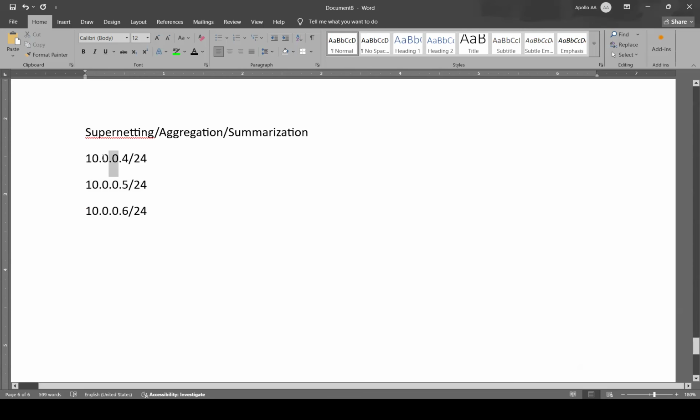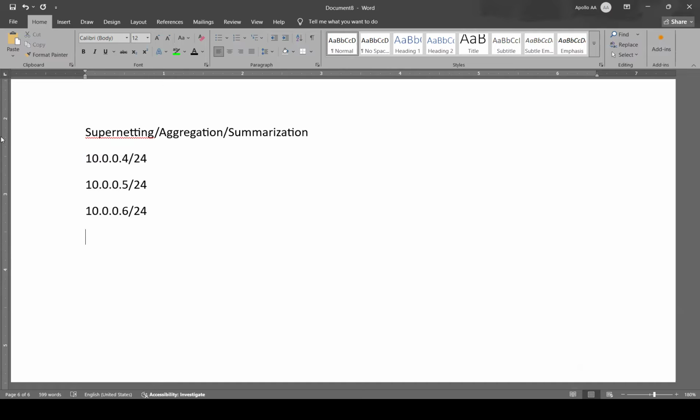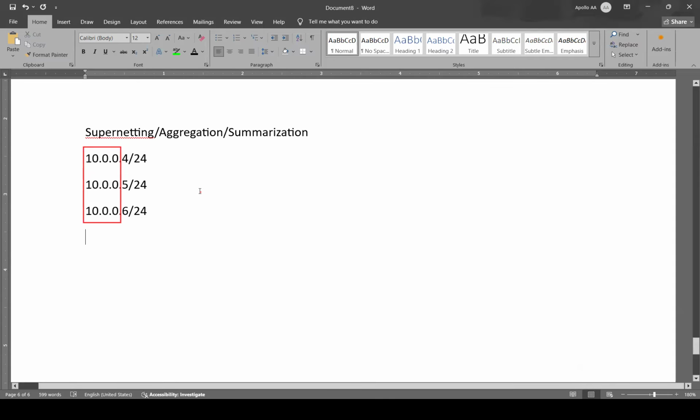I think these ones will remain the same. As you can see, they are all the same, so they won't change. So I will not focus on them. So allow me not to focus on the first three octets. Those ones will just remain the same. So let's write out the fourth octet in binary.